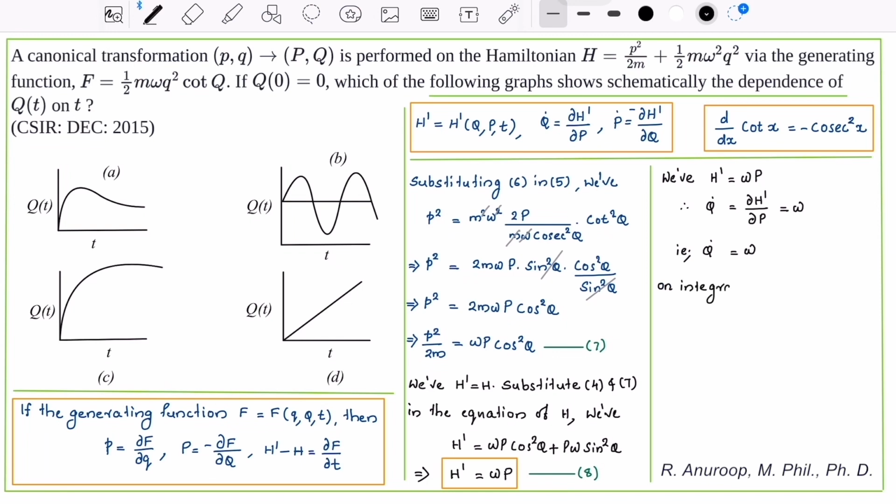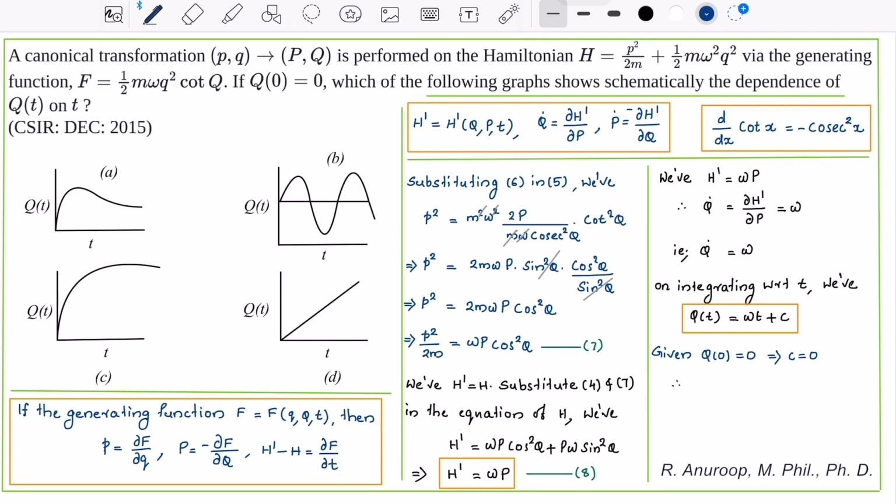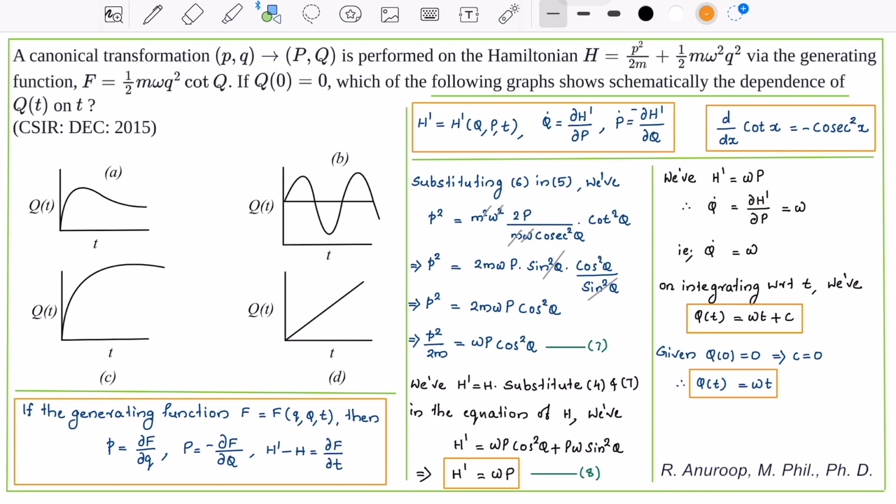Now integrate the above expression with respect to t. We have Q(t) = ωt + c. This is the expression for Q(t). It is given in the question that Q(0) = 0, and this gives the constant of integration c = 0. Therefore, Q(t) = ωt. This is the relation connecting Q and t. So if you plot Q(t) with t, it will be a straight line with a slope ω. Hence, option D is the right option.